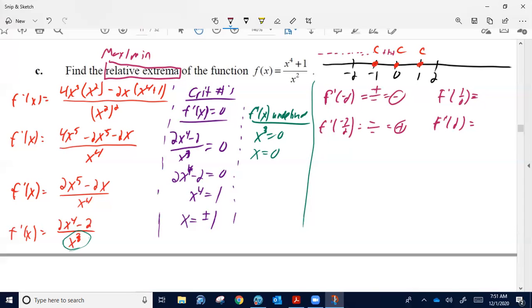Positive 1/2, again, if I plug that in, 1/2 to the 4th power is going to be positive. It's going to get really small. If I take the small number and subtract 2, it's going to make a negative. But if I plug a 1/2 into the bottom, 1/2 cubed is going to be a positive. Negative over positive makes a negative number. So negatives. And if I plug 2 in, well, 2 to the 4th is going to get pretty big. It's going to be a positive. 2 cubed is going to be a positive. So a positive over a positive makes a positive. So we're going to decrease, increase, decrease, increase.